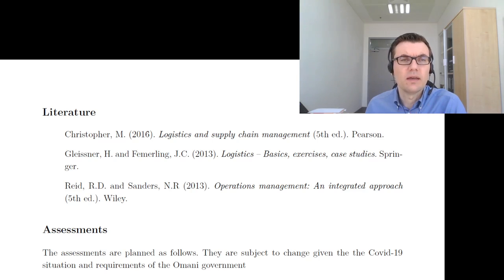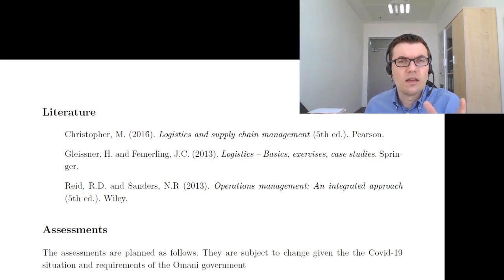Of course, this will be explained in the other courses in much more detail, but you can familiarize yourself starting from the first day of your study with this type of referencing. It's called APA style. The family name of the author of the first book is Christopher. This book was published in 2016, and the name of the book is Logistics and Supply Chain Management. It is the 5th edition, and the publisher of this book is Pearson. The second book is by Gleisner and Femerling, and the third book is by Reid and Sanders.